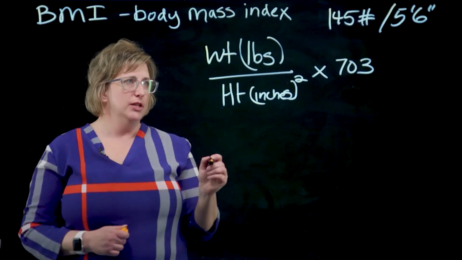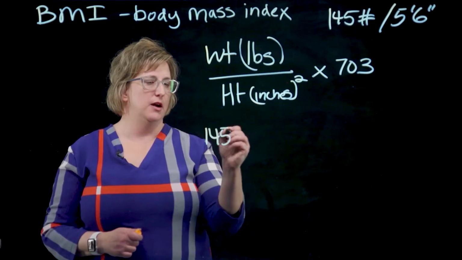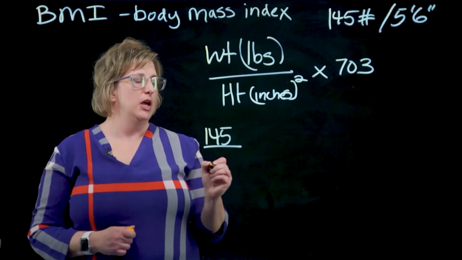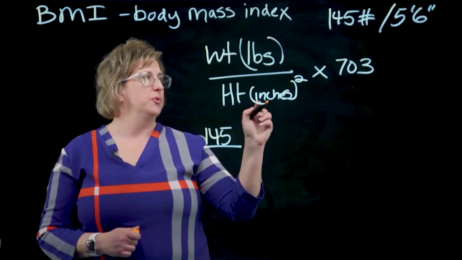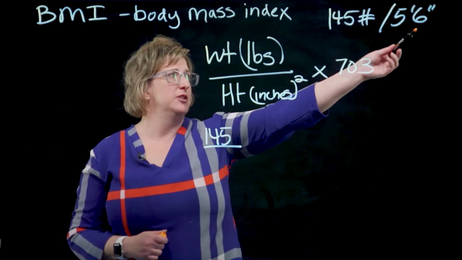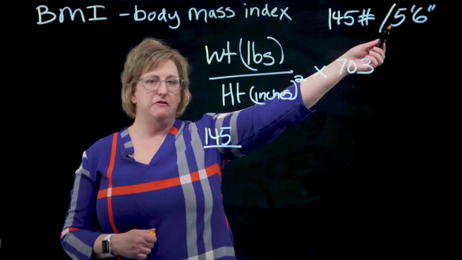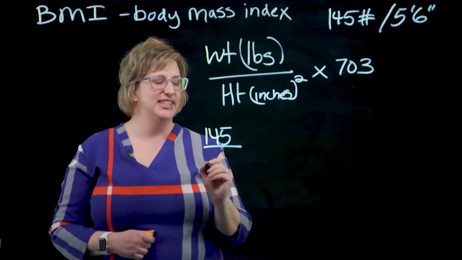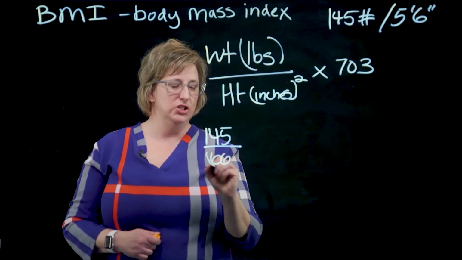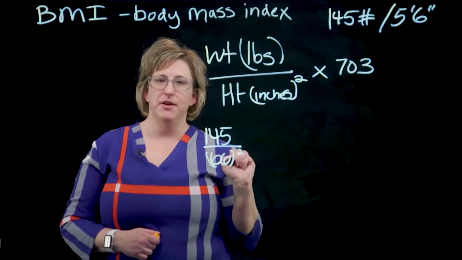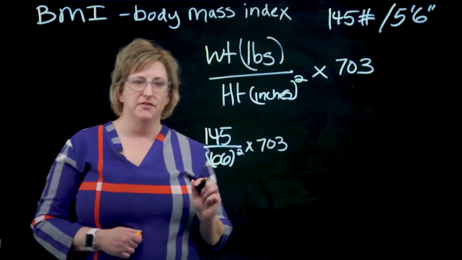So when we look at this, we're going to first look at the weight. 145, and then I can divide that by the height, and it has to be in inches. So if we're going to look at this in inches, this is 5 foot 6 inches. So we have to know how many inches are there in 5 feet. So we have 60 inches plus the 6, so it's 66 inches. And then I have to square that, and then I'm going to multiply it by the constant of 703.